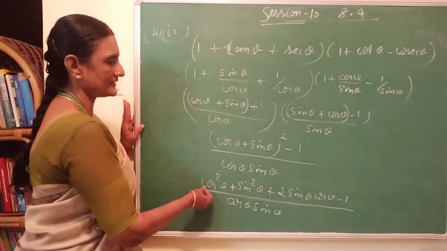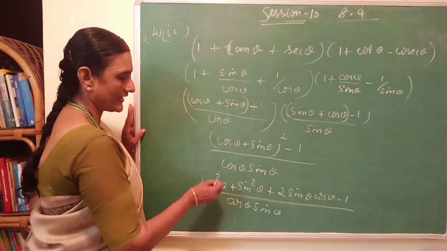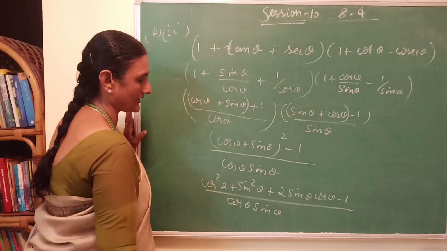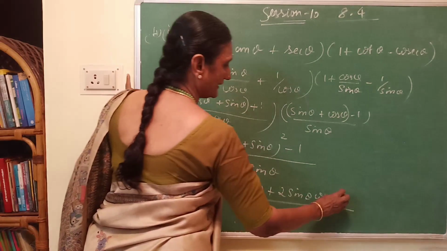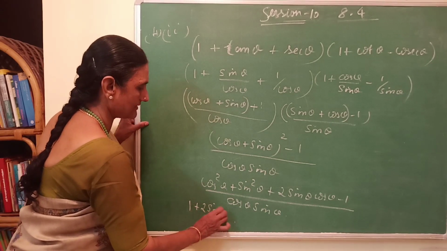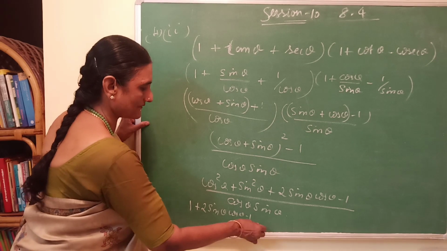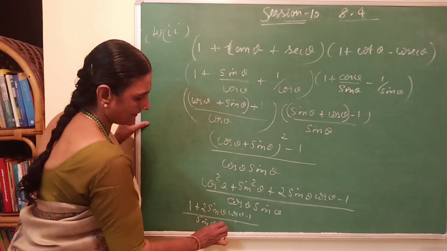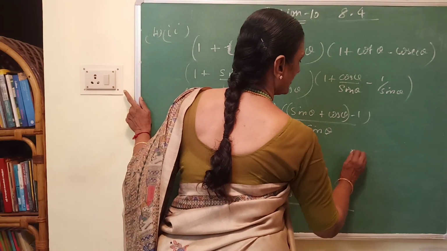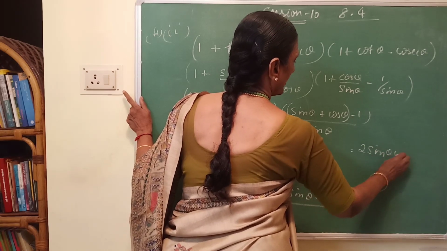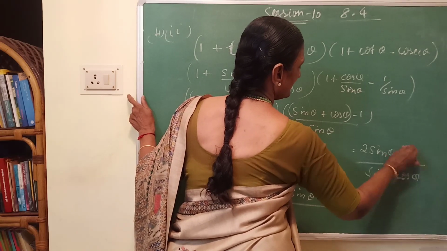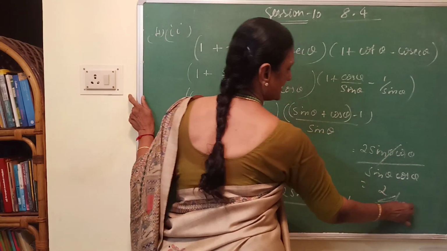Okay. So cos square theta plus sin square theta is 1. Therefore, this plus 1 and minus 1 will get cancelled. So we will get only 2 sin theta cos theta alone. So I will write here 1 plus 2 sin theta cos theta minus 1 divided by sin theta cos theta. This and this will get cancelled. So you get 2 sin theta cos theta divided by sin theta cos theta. They both will get cancelled. Final answer, you are getting it as 2.